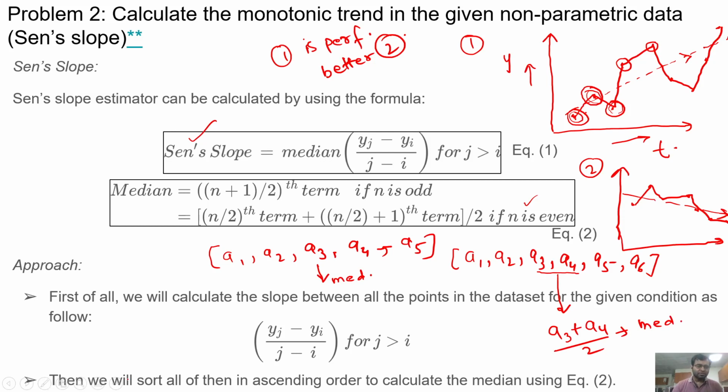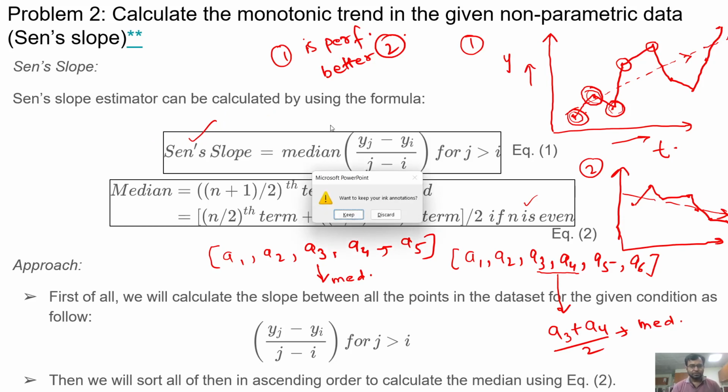Now, first of all, we'll calculate the slope between all the points in the data set for the given condition, and then we will sort them in ascending order to calculate the median. In this particular week, you must have learnt about various sorting techniques. So we'll use one of the search and sorting techniques to sort the data, and then calculate the median to get the monotonic slope in the data set, or Sen's slope.